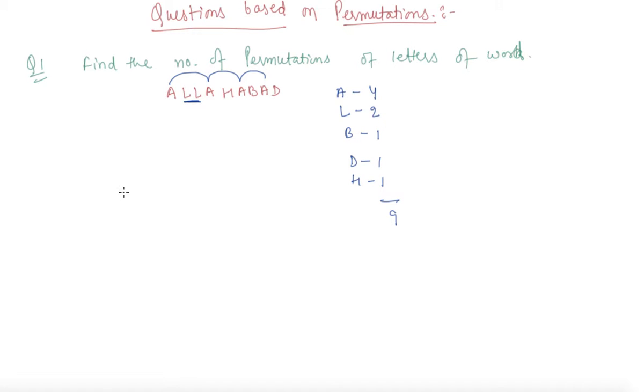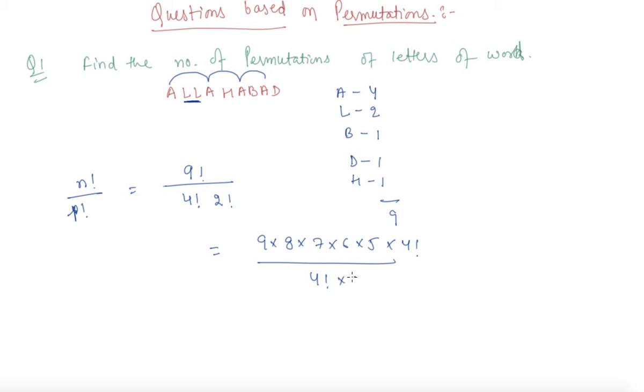So the total number of permutations for these types of cases, as I have told you in my previous lecture also, when alphabets are repeating, will be n factorial upon p factorial, where p is the number of repeating items. Here A is repeating 4 times and L is repeating 2 times. So the total number of permutations is 9 into 8 into 7 into 6 into 5 into 4 factorial upon 4 factorial into 2 factorial.